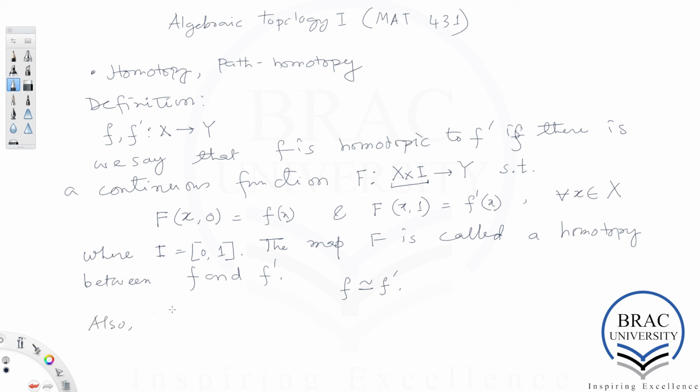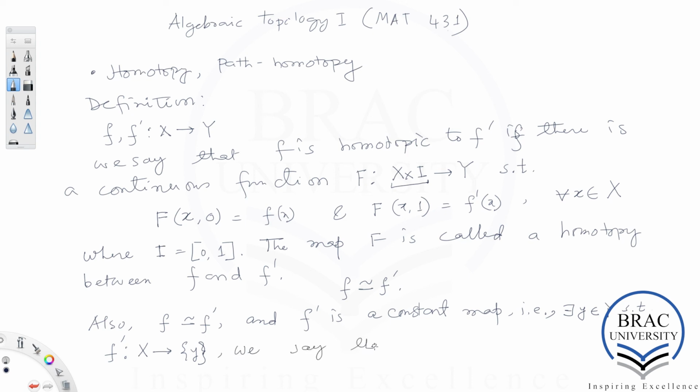Also, if f is homotopic to f prime and f prime is a constant map, that is, there exists a y in big Y such that all of big X is going to be mapped to that single element of big Y under f prime, we say that small f is null homotopic.